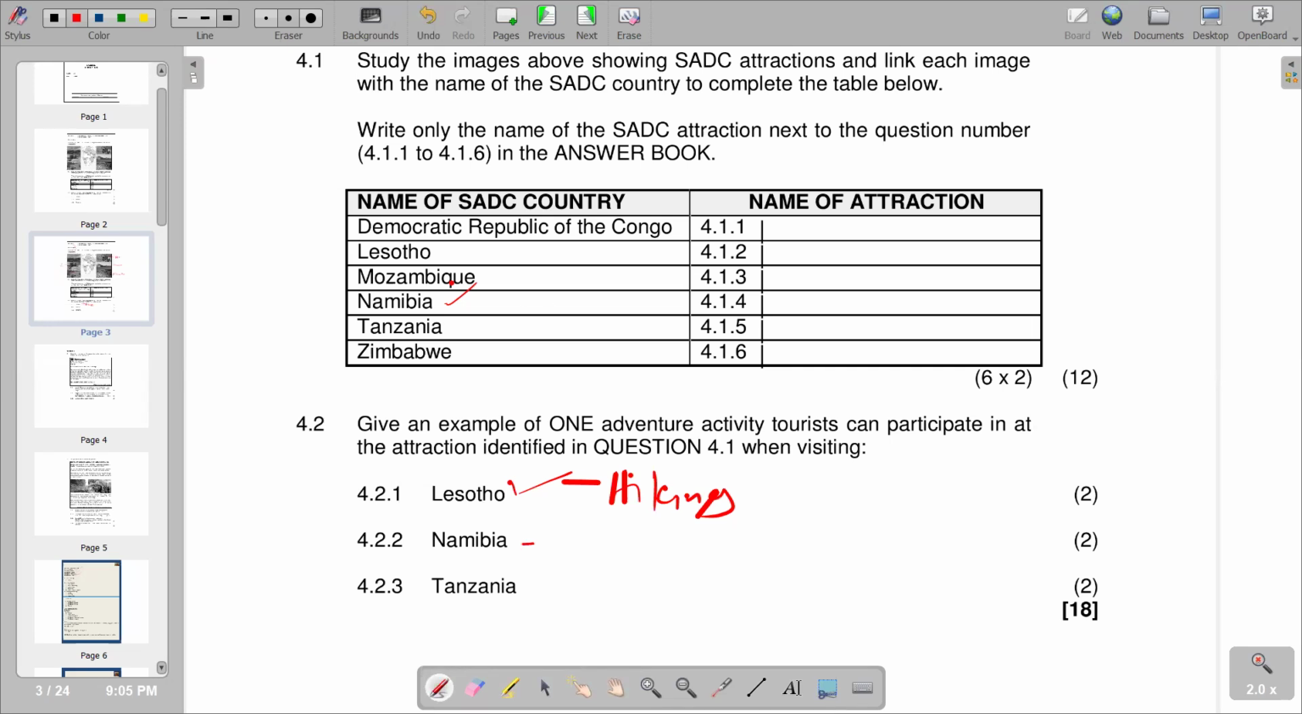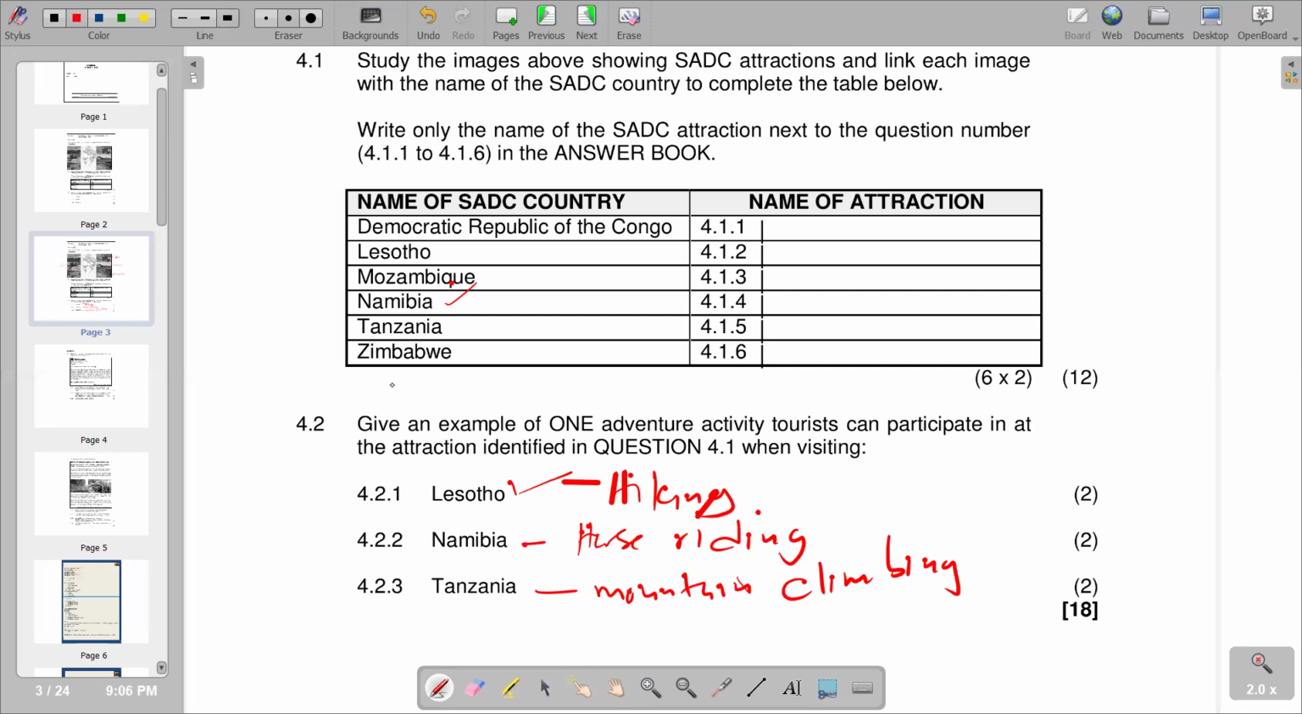Then we go to Namibia related to the Namib Desert. And obviously, for the Namib Desert, what adventure activity can we relate to a desert? Obviously, we have got horse riding. Horse riding can be an activity that we can relate to that. Then Tanzania related to Mount Kilimanjaro. So obviously, it's a mountain. So we've got mountain climbing as an adventure. So these are the adventures that we can relate.